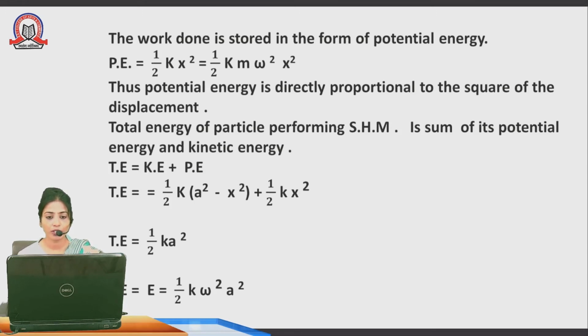Thus, the potential energy is directly proportional to the square of the displacement. The total energy of the particle performing SHM is the sum of its potential energy and kinetic energy. First we calculate the kinetic energy. After that we calculate the potential energy. Then we add the kinetic energy plus potential energy, and you find the total energy. So how can you find the total energy?